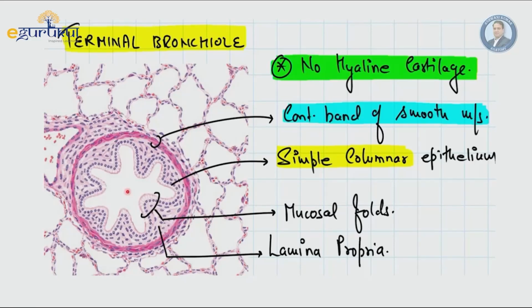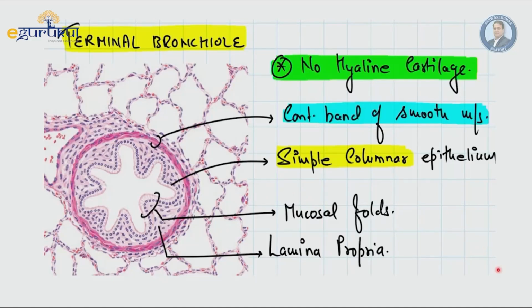Terminal bronchiole, once again, we have a continuous band of smooth muscle also here, but what has changed? First of all, there is no hyaline cartilage. And number 2, the epithelium also has changed now to what? Simple columnar epithelium. Now the epithelium is more of a simple columnar epithelium, and that throws the mucosa into this fold called mucosal folds.